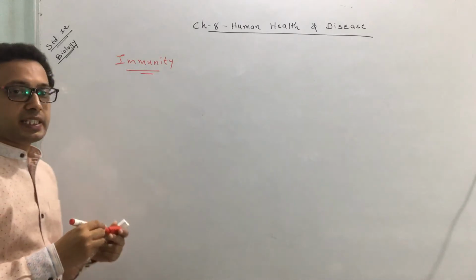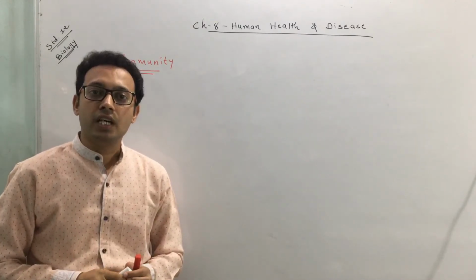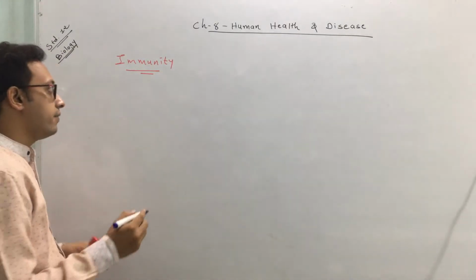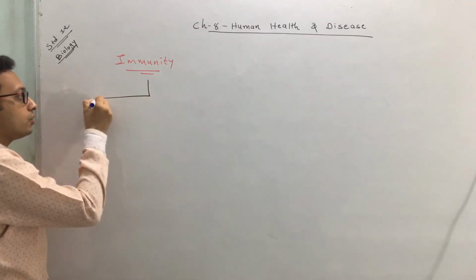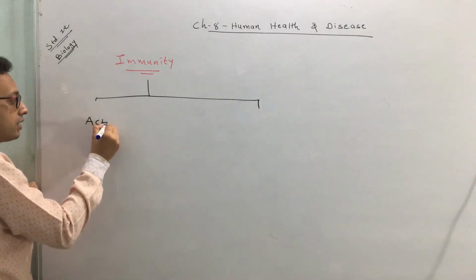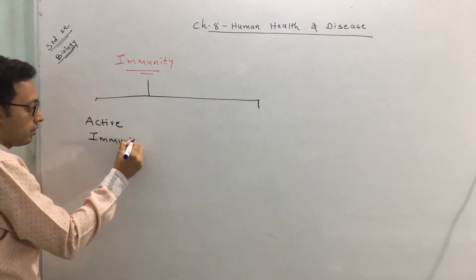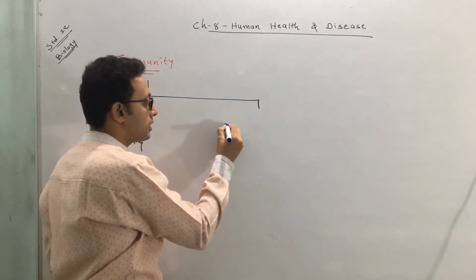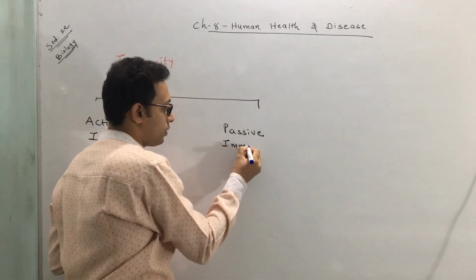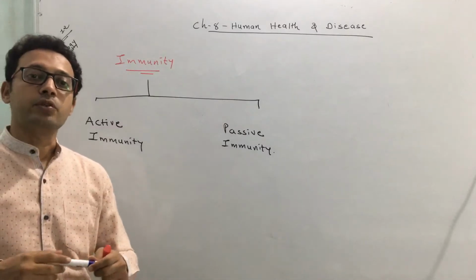We have seen the two basic types of immunity. First one is called innate immunity and the second one is called acquired immunity. But there is another type of classification in which immunity can also be divided into two types. First is called active immunity and the second one is called passive immunity.